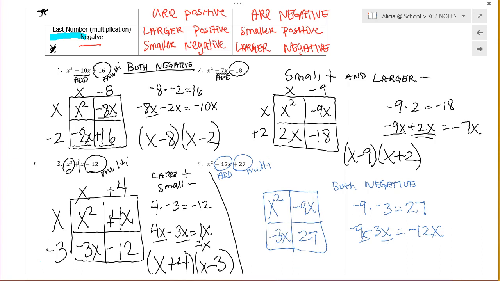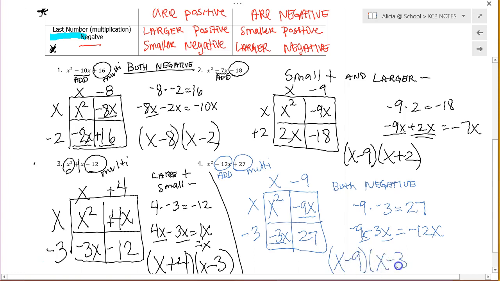And then I figure out what the outsides of those squares are. So x squared is x times x. X times a negative 9 gives me a negative 9x. X times a negative 3 gives me a negative 3x. And negative 3 times negative 9 is a positive 27. So my binomials then are x minus 9 times x minus 3.